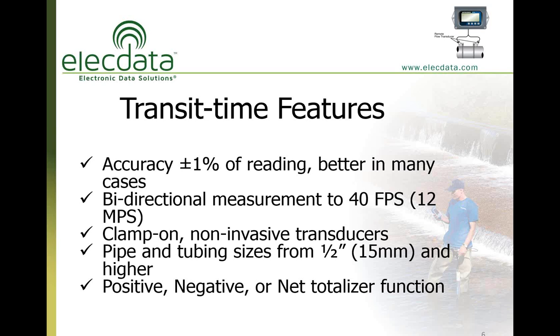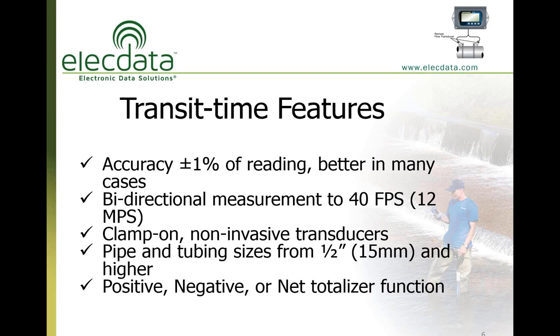Some of the features of the transit time technology that we'll be discussing today are a very good accuracy of plus or minus 1% of the reading, which can be better in many cases. Transit time flow meters can measure bidirectional flow up to 40 feet per second using clamp-on non-invasive transducers that could be attached to pipe sizes ranging from 1/2 inch and greater.